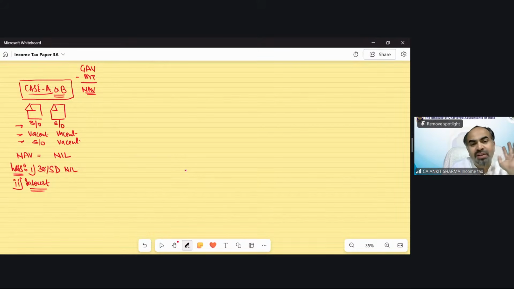And this interest deduction claim is possible only in case of the optional tax regime. If it is the default tax regime, interest is also not allowed. So it's very good news: if the question is asking you to solve under the default tax regime and the properties are self-occupied or vacant, the answer would be nil always. No interest deduction allowed, no standard deduction, no municipal taxes, nothing. Your answer would always be nil. So this interest benefit is only allowed under the optional tax regime. If it is a default tax regime question, I will write down nil.